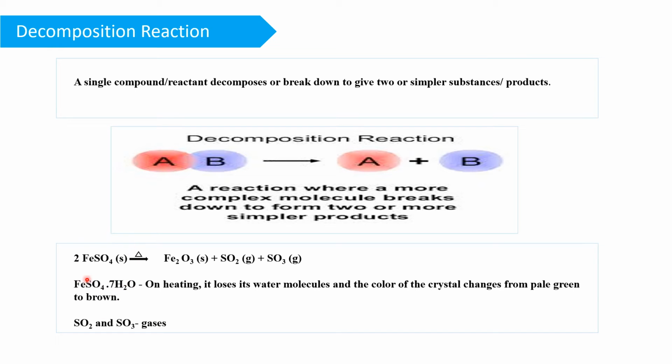The actual formula is a hydrated salt. Hydrated means water molecules are present. So what will happen on heating? On heating, it loses its water molecules and the color of the crystal changes from pale green to brown due to the formation of ferric oxide. Along with it, sulfur dioxide and sulfur trioxide are released.